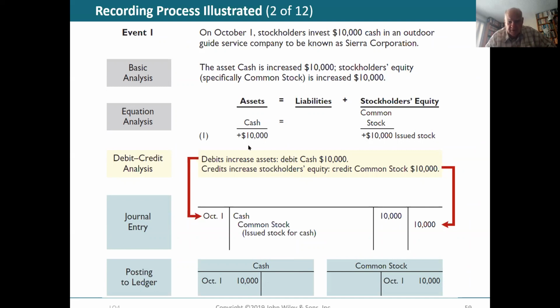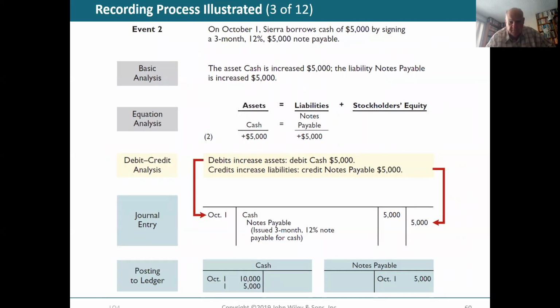So here's the transaction. Cash went up, stock went up. We translate that into debits and credits. Cash increased, so did common stock. We hit the post button, and that's where these numbers came from here, from posting to the ledger. Same thing with the notes payable. We borrowed money. Cash went up with the debit. Notes payable went up with a credit. We now have $15,000 in cash on the general ledger.